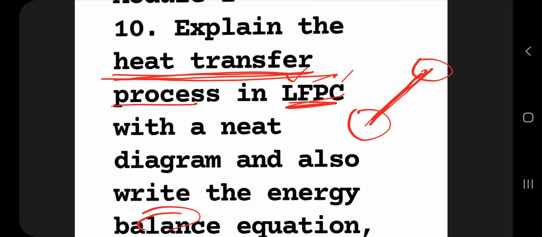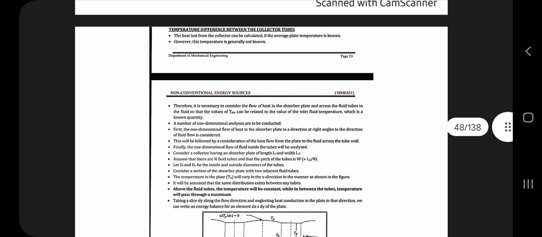So what is the balance equation? How much energy is present here, that much only will be present here also, if there is no heat loss. That equation we have to derive, and we have to explain what terms we use to derive it. So let's first understand the working principle of it.